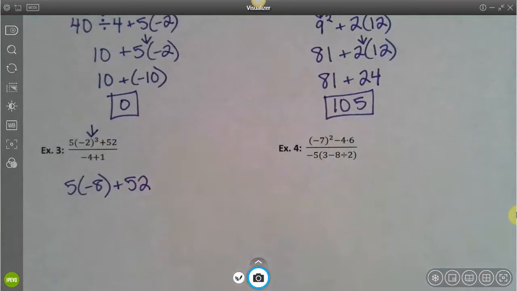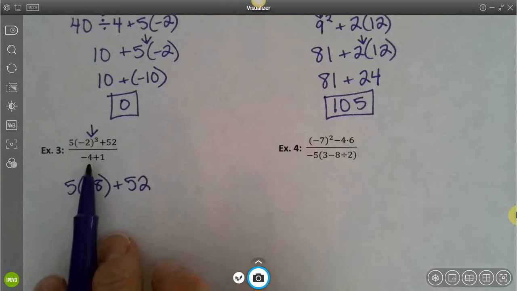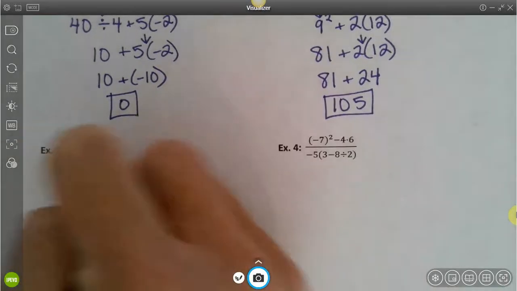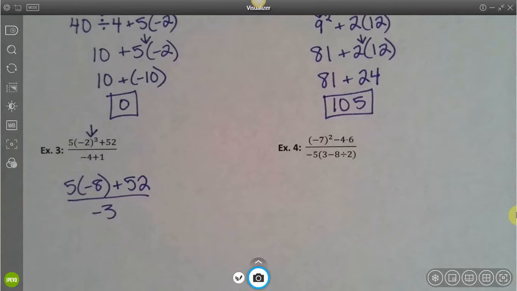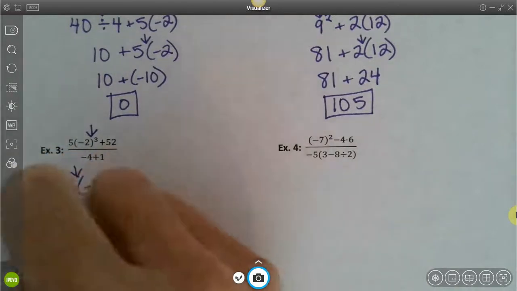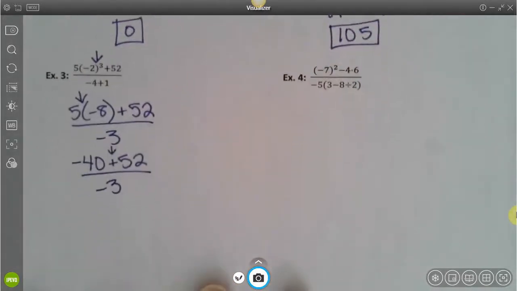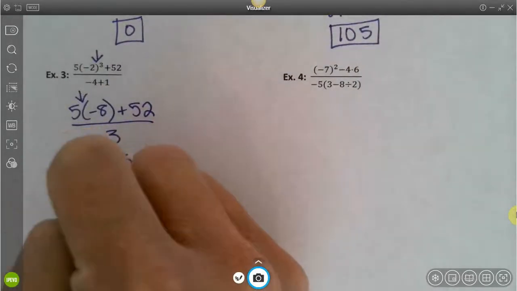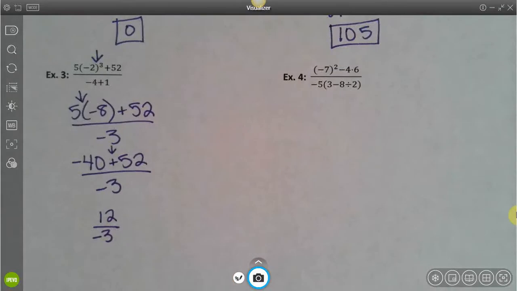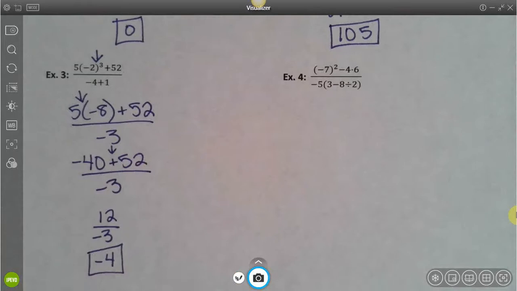And then at the same time, since I'm working on the top and the bottom separately, I'm going to go ahead and do this one operation that I have in the bottom. Negative 4 plus 1 gives me a negative 3 for the denominator. And then in the top, I need to multiply next, which 5 times negative 8 gives me a negative 40. And then I can do that addition. Negative 40 plus 52 gives me 12. And then lastly, I can do the 12 divided by negative 3, which gives me a final answer of negative 4.